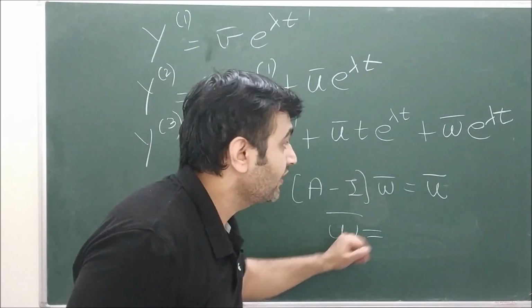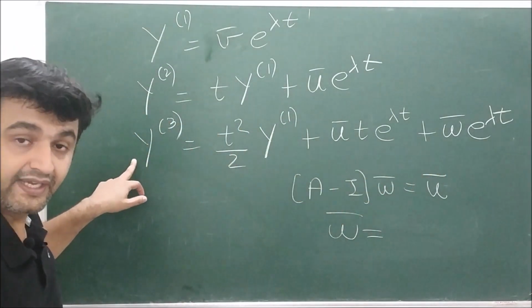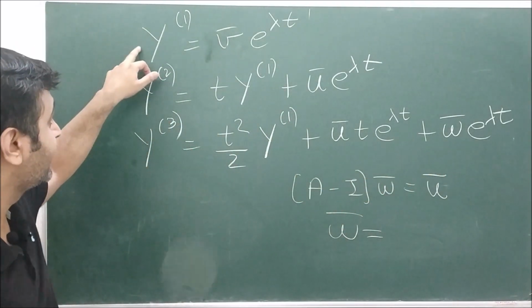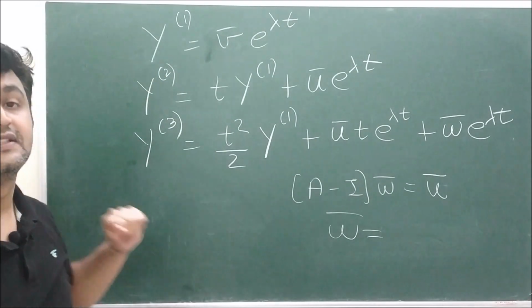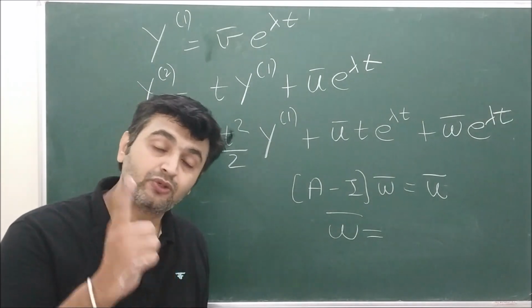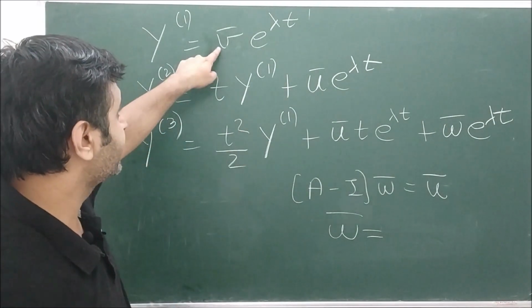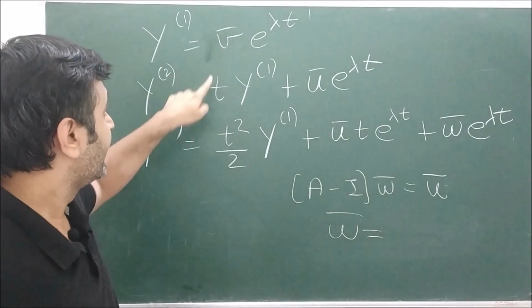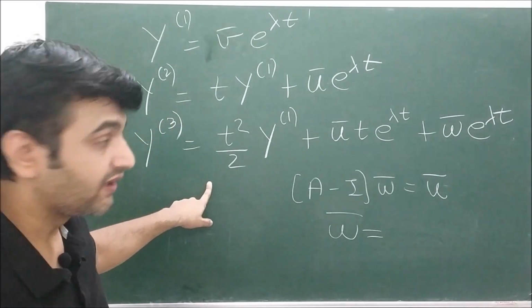And once you have w bar, you plug it in over here, that is your y3, and therefore your general solution will be c1 y1 plus c2 y2 plus c3 y3. So this is how you will deal with it if you have three same eigenvalues but only one eigenvector. So for one eigenvector, this is the first solution, and this is what your generalized solutions are, and you then have the general solution.